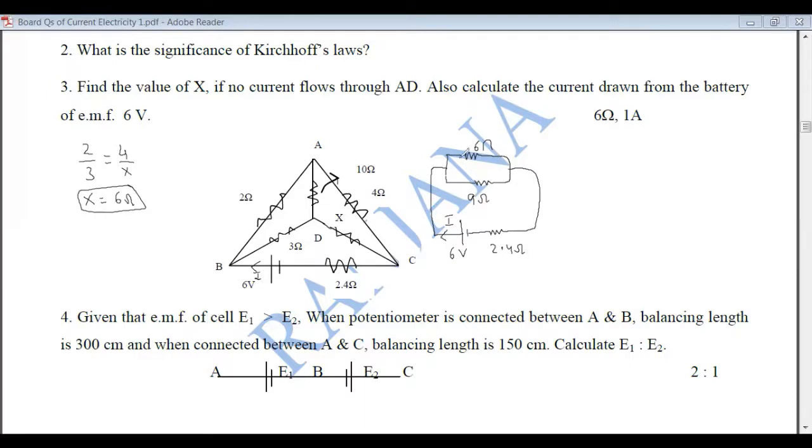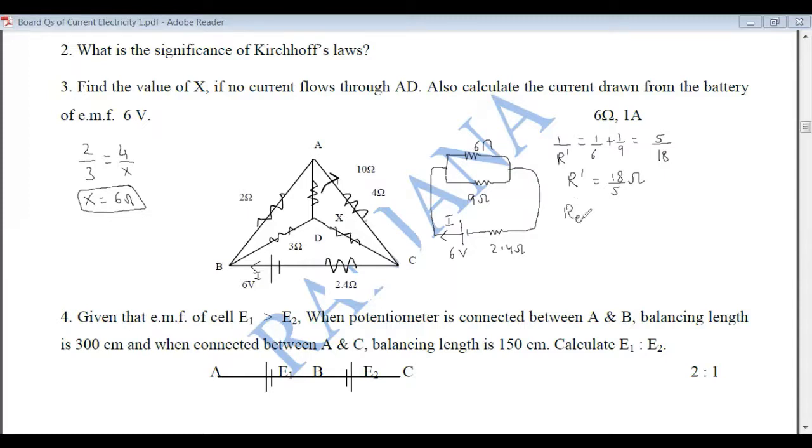Now let's find the equivalent of 6 and 9. Here we see that they are in parallel. So let the equivalent be R dash. 1 upon R dash is equal to 1 upon 6 plus 1 upon 9. On simplifying, the LCM is 18, and the numerator is 5. So R dash is equal to 18 upon 5 ohms.